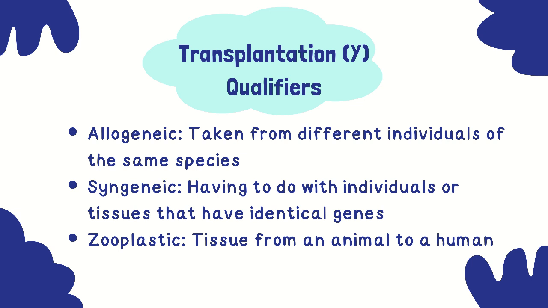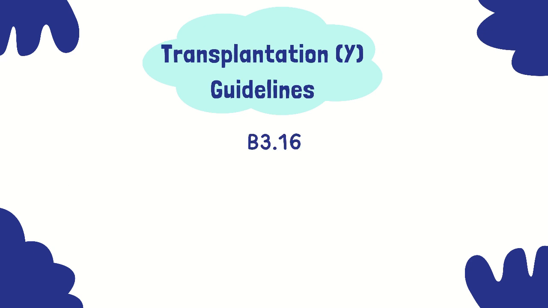Okay. Let's talk about, I think I got some guidelines. Yeah, B316, which is transplantation versus administration. So, putting in a mature and functioning living body part taken from another individual or animal is coded to the root operation of transplantation. Putting in autologous or non-autologous cells is going to be coded to the administration section.